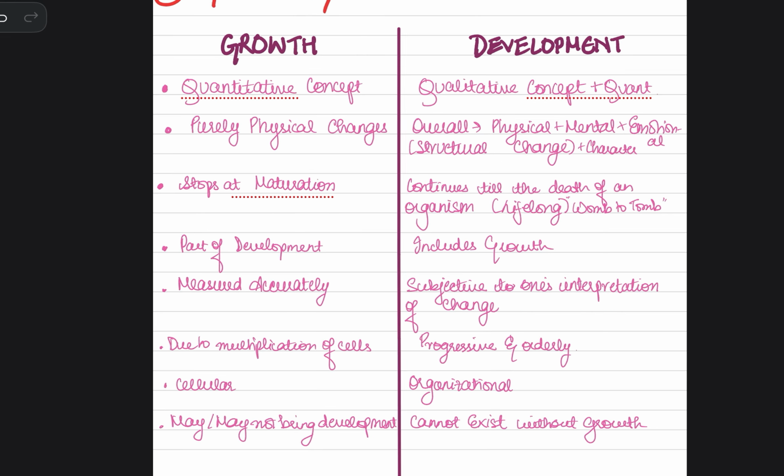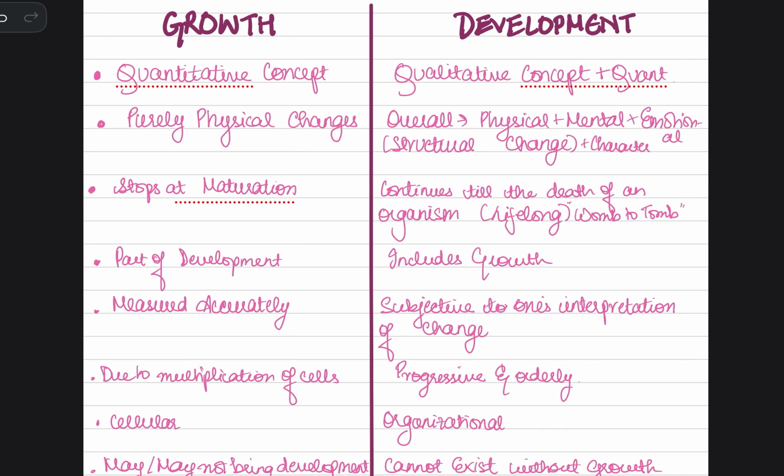So in exam normally they ask for the differences. Okay, so growth is a quantitative concept, that is, it's related to quantity, and development is a qualitative plus quantitative concept. Qualitative because it talks about the quality of our values, morals, character, personality. Then growth is purely physical, whereas development is physical plus mental plus emotional. It's the whole structure that changes, the structural change.